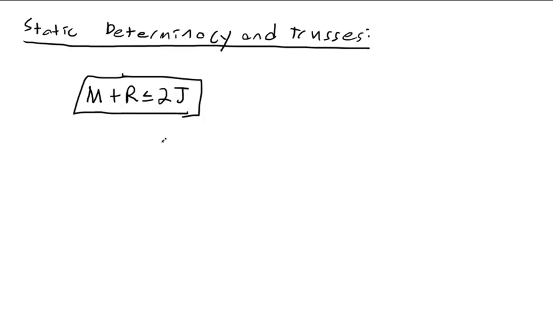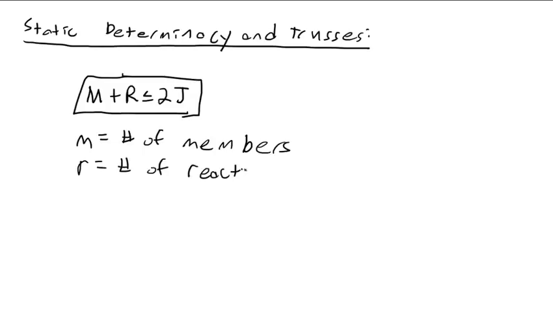m plus r is less than or equal to 2j, where m is your number of members, r is your number of reactions, and j is your number of joints. So essentially what this breaks down to is m plus r.